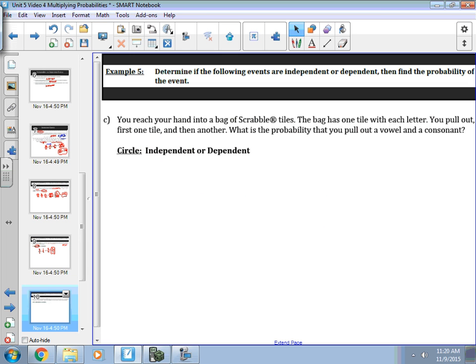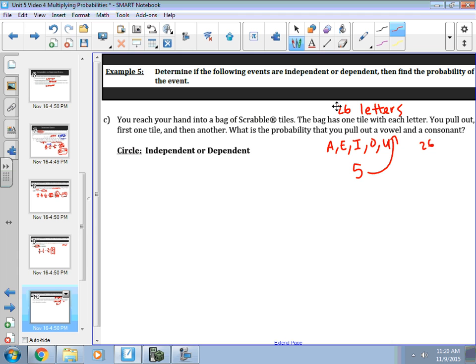Okay, C. You reach into a bag of Scrabble tiles. The bag contains 1 tile with each letter. So that must mean in the alphabet we've got 26 letters. There's 26 tiles here. You pull out 1 tile and then another. What's the probability you pull out a vowel and a consonant? Well, vowels we know in the alphabet are A, E, I, O, and U. So that's 5 of the letters are vowels. That means, with a little math here, there's 21 consonants.